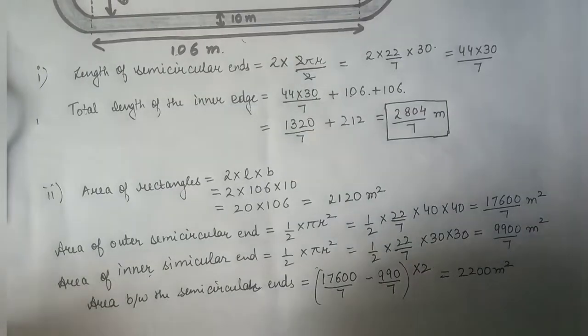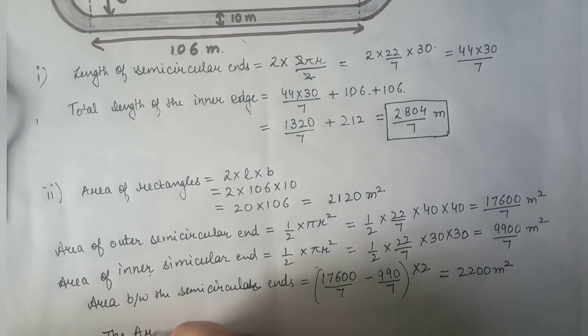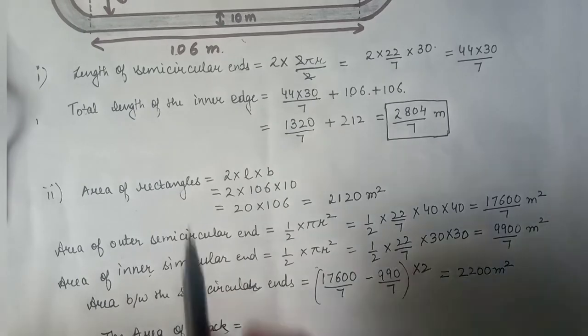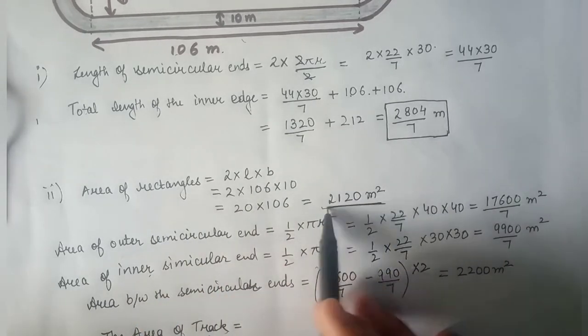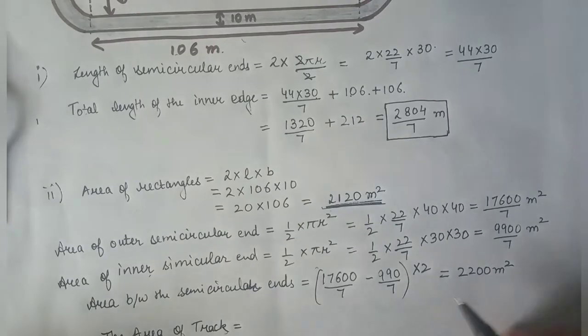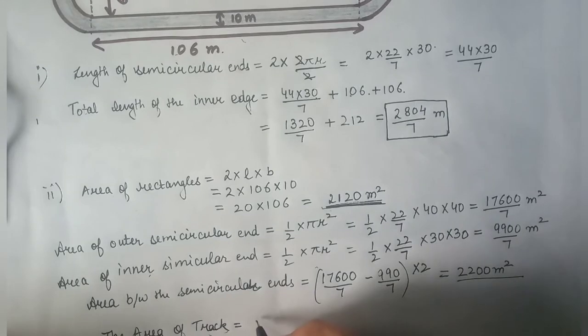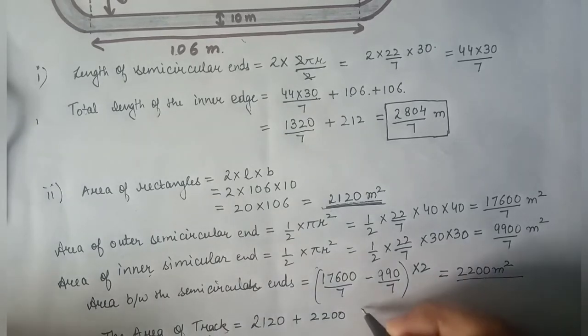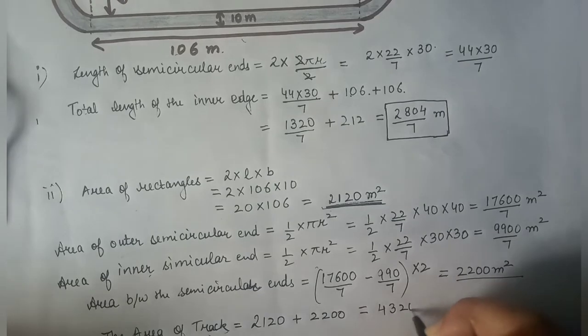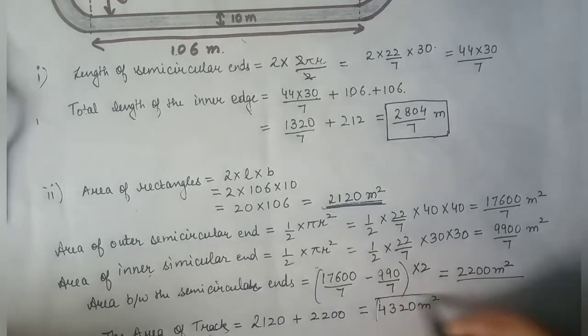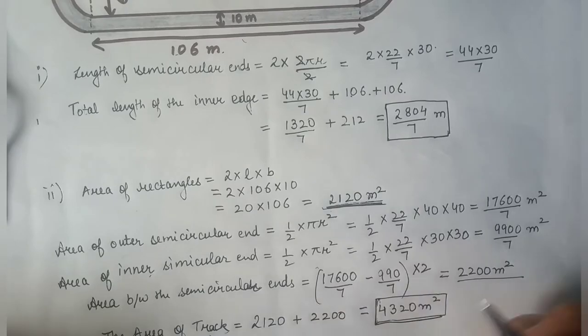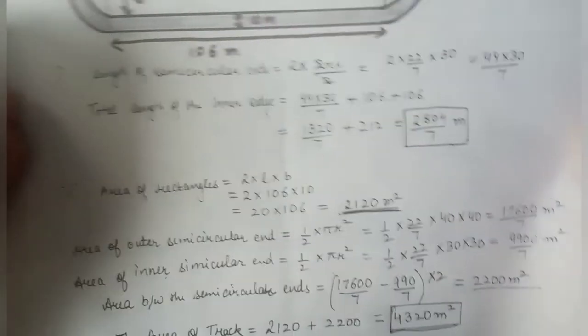Now finally the area of the track is the area of the rectangular portions, that is 2120 meter square, and the area of the semicircular ends, that is 2200 meter square. So you will add it, 2120 plus 2200, and that is equal to 4320 meter square, and this is your answer. Okay, now let's see the next question.